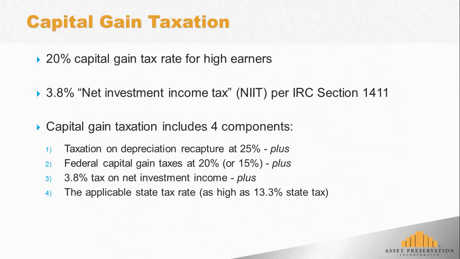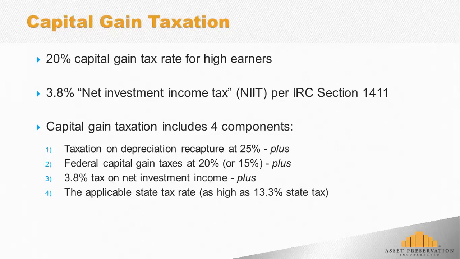So the depreciation that somebody has taken over many years, if the property is sold in a taxable sale and does not go through a 1031 exchange, that depreciation recapture is taxed at a rate of 25%. Then the remaining economic gain, there are federal capital gain taxes, and those would be either 20% or 15%, depending upon the taxpayer's taxable income.